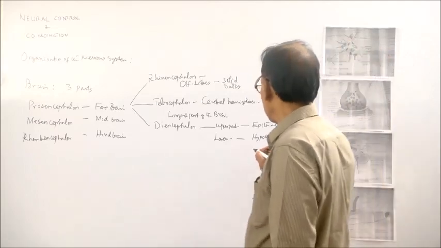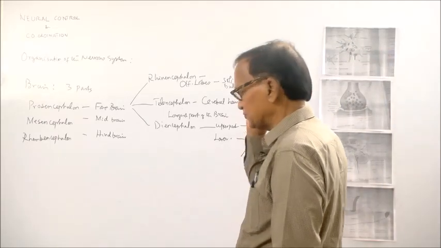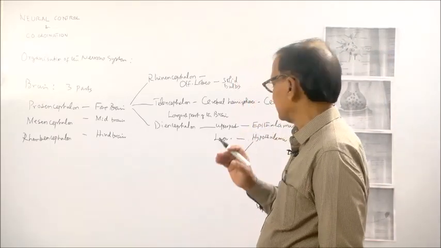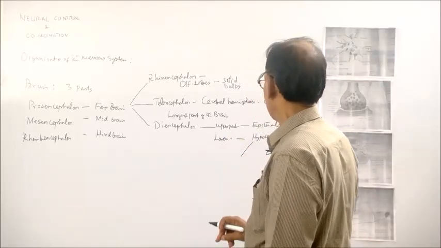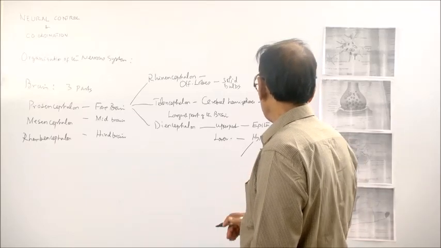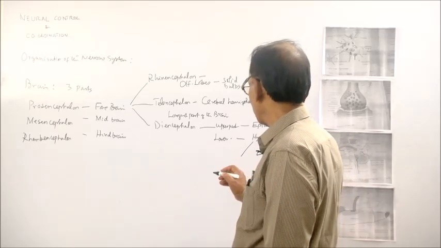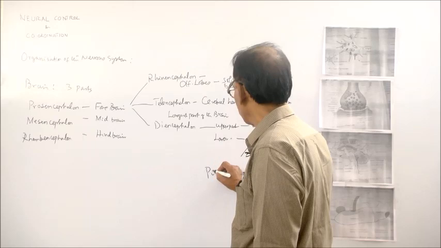Similarly, the hypothalamus is present on the ventral side of this diencephalon. From the hypothalamus arises the pituitary body.